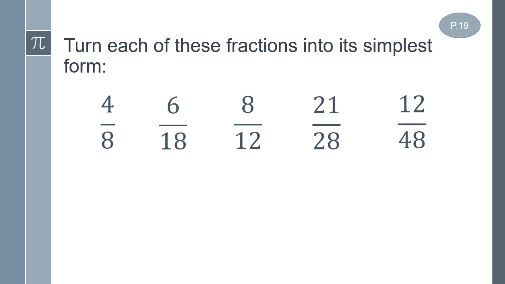So we'll have a look at the answers. So 4/8 becomes a half. 6 over 18 becomes a third. 8 over 12 becomes 2/3. 21 over 28 becomes 3/4, and 12 over 48 becomes 1/4. So tick the ones you've got right, and if you've got any wrong, just have a think about why you might have got them wrong, and then have a go at page 19 of the booklet.